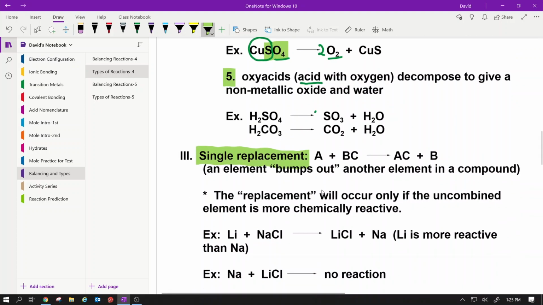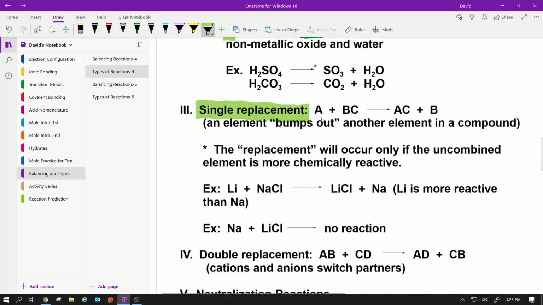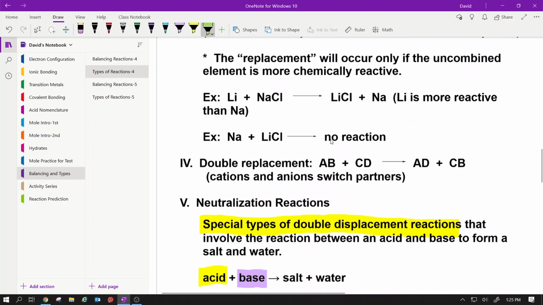Single replacement. This is where you have something that comes in alone, and then you have a compound, and then the thing that came in alone, if it's more reactive, will bump loose that one, and you'll end up with a new compound and a new lone ion. Again, that's where we're going to use our activity series in order to determine which is going to be more reactive. All right, real quick, double replacement. This is the most complex.